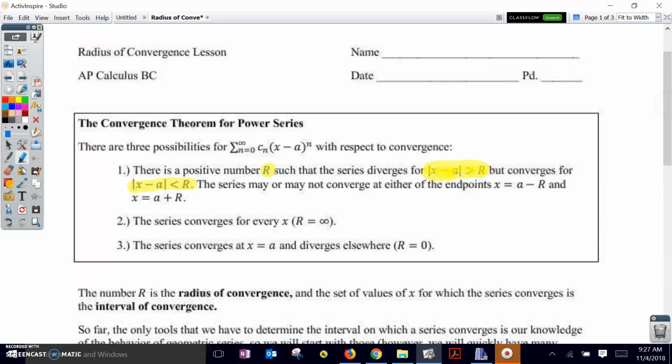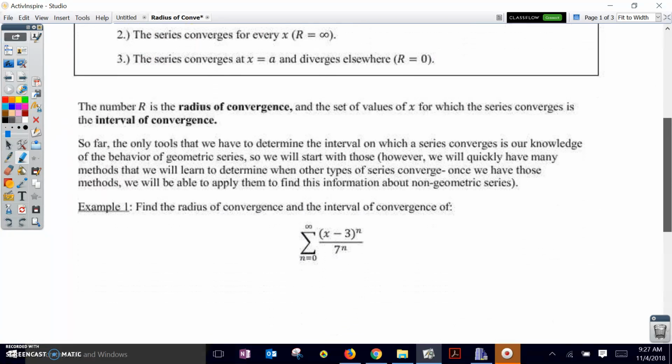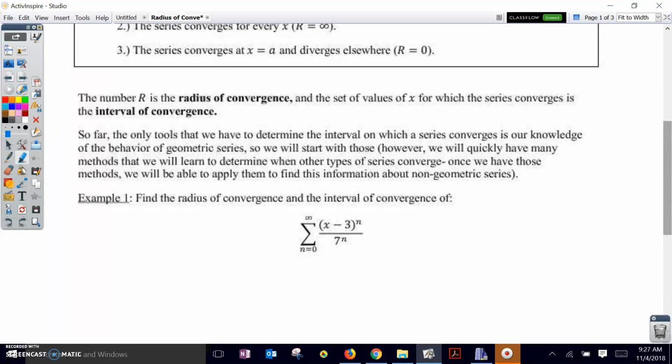Okay? Up to this point, the only thing we know as far as determining whether a series converges or diverges is if it's a geometric series, we know how to find its radius of convergence by looking at when the absolute value of r is less than 1 in the geometric series. We'll learn some more methods, but we're going to start looking here with some geometric series.